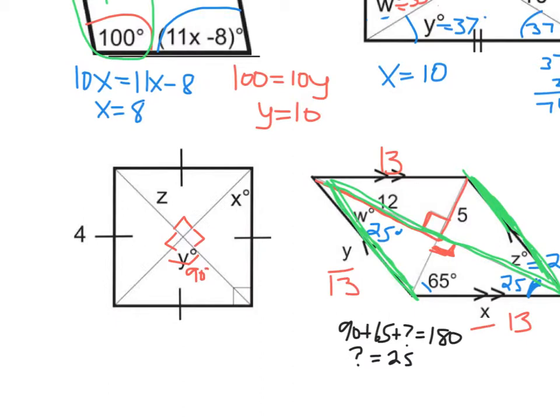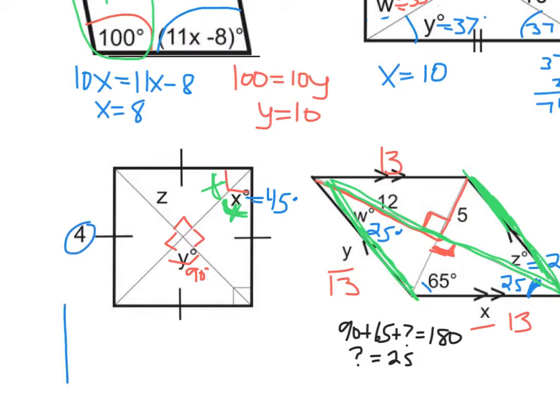Now, in a square, my angle is 90 degrees, but it's also a rhombus, which means that the diagonal is bisecting the angles. So if I know that those two angles have to be the same, and they add to 90 degrees, that means this angle x is always 45 degrees in a square. And so from there, we can use that fact and this side length of 4 to find z.